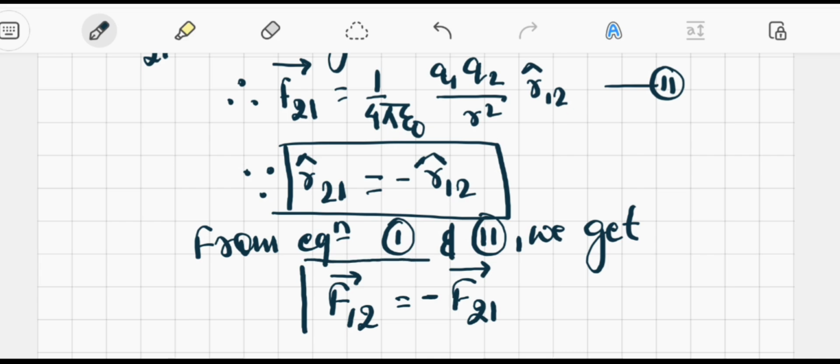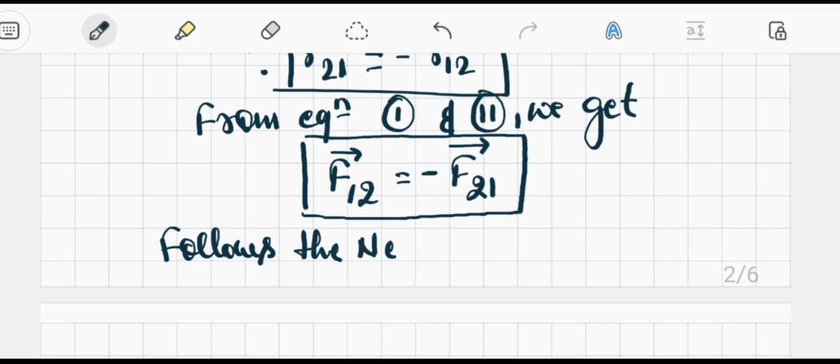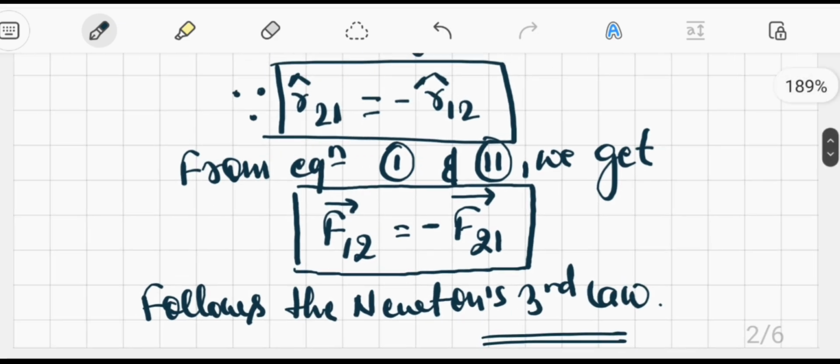If they are oppositely directed, then we can say that both the point charges follow the rule that every action has an equal and opposite reaction. Therefore we can say that it follows Newton's third law.